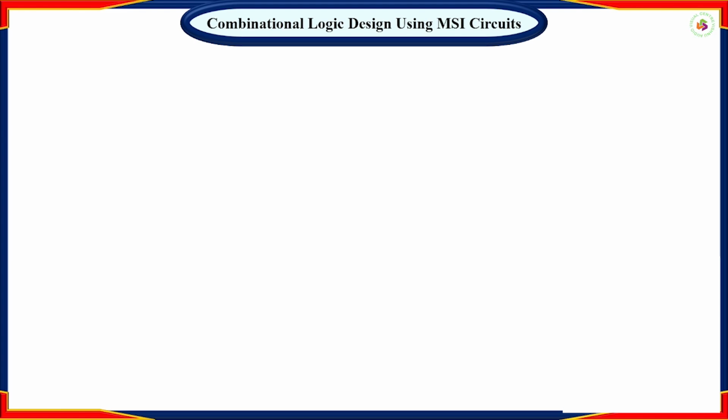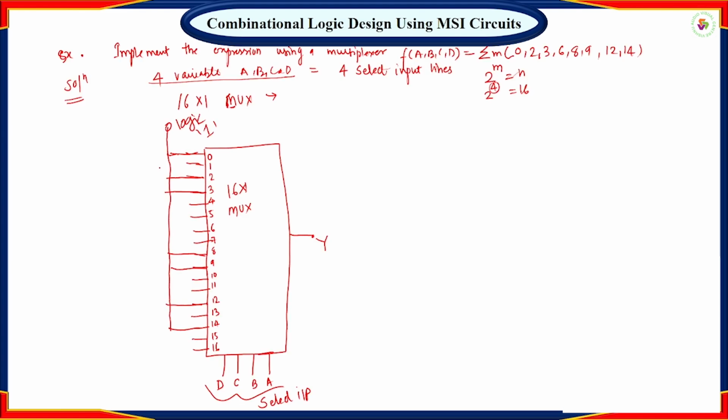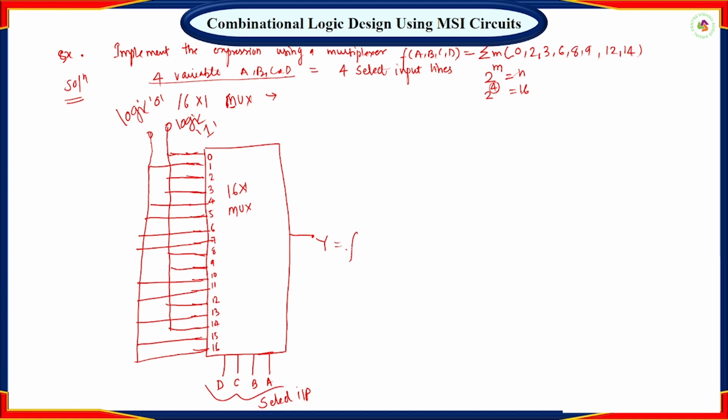And the rest of the inputs, like 1, 4, 5, 7, 10, 11, 13 and 15, are connected to logic 0. And at the output you will get your function. Simple. This is the design of the multiplexer.